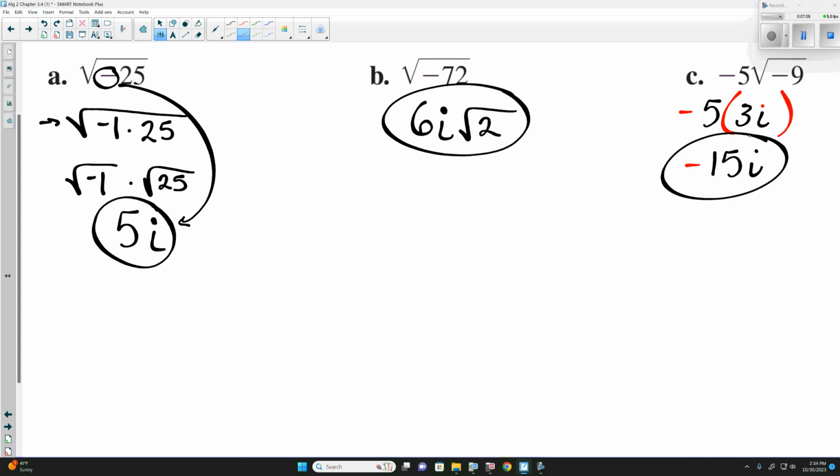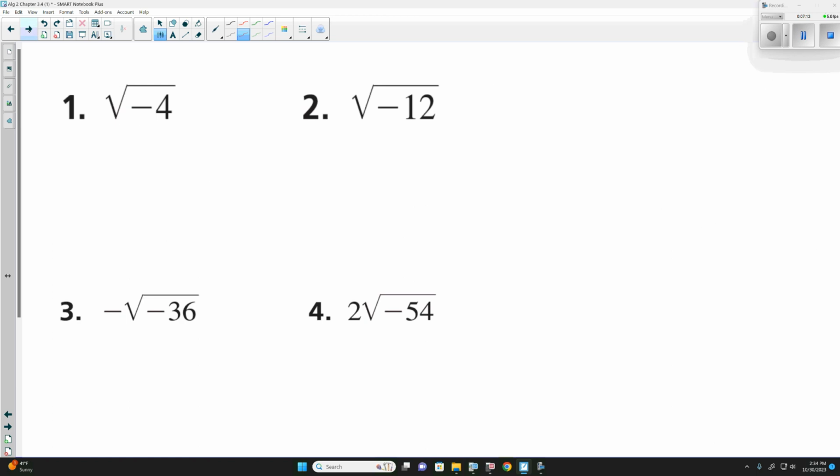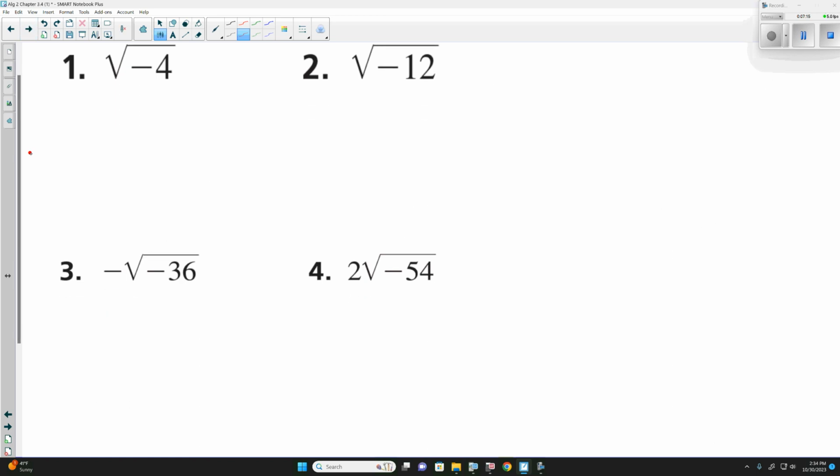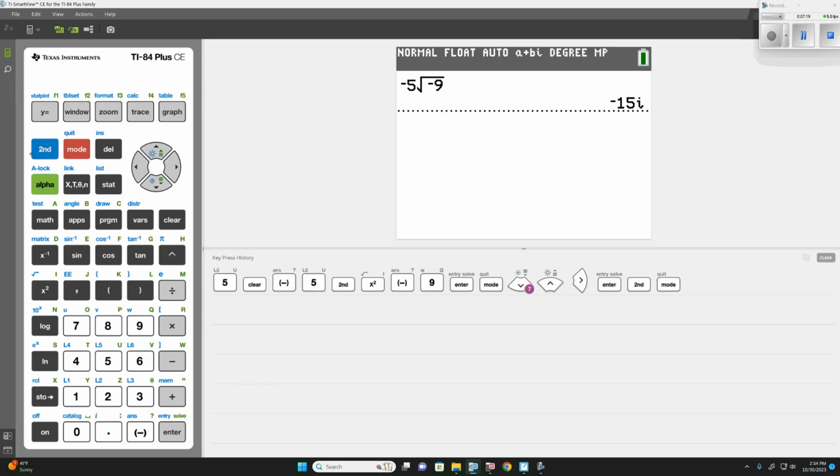How do you get the i again? So let's look at the square root of negative 4. We can try plugging this in the calculator. What did I press? Did I press a different number than I was supposed to?